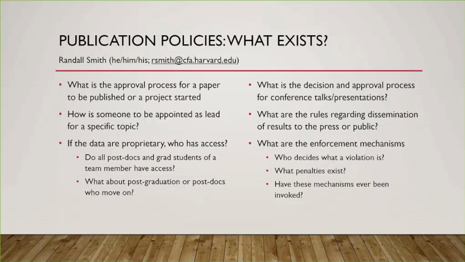Mine here are things like, what is the approval process for a paper to be published? Who has the authority to use the data? Who has the authority to be the first author in a paper? What rights do postdocs or graduate students have to write papers on things that they find out? Who gets to decide who gives a talk? Who gets a presentation? What about presenting the results to the press or to the public? Those are the issues that I was really asking about. And then one in particular was, what are the enforcement mechanisms, and have they ever been enforced? Turns out that's actually an interesting question. So next slide.